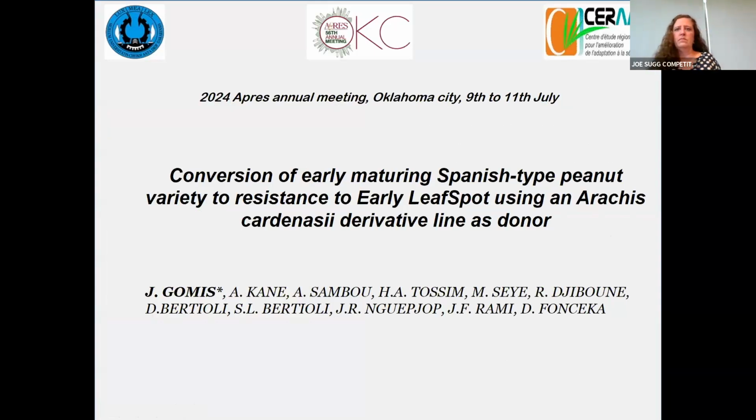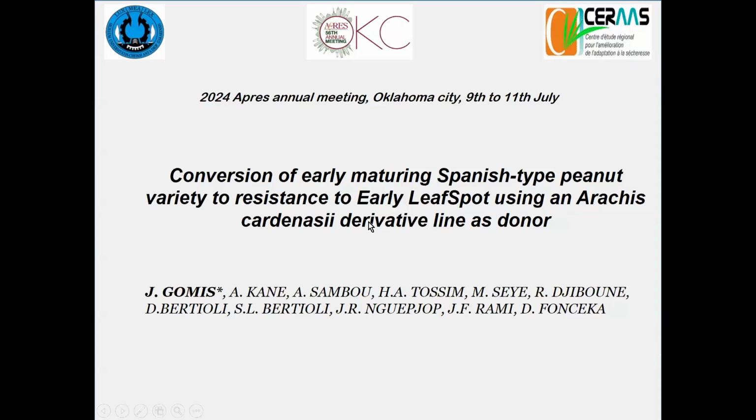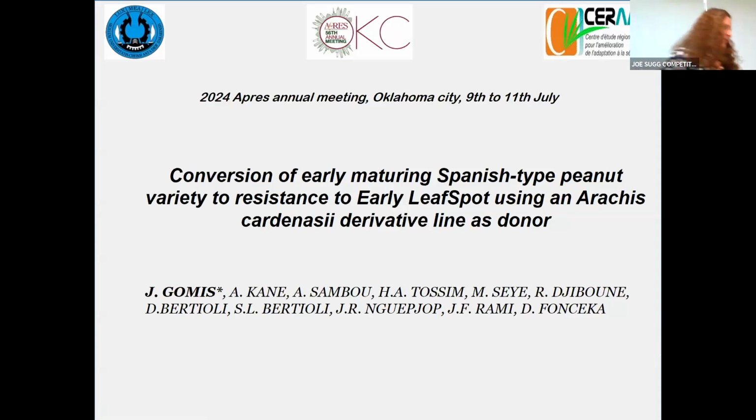So, our next presentation is entitled Conversion of Early Maturing Spanish Peanut Variety to Resistance to Early Leaf Spot Using an Arachis cardenasii Derivative Line as a Donor. Joseph Gomez is our presenter today from Senegal. Joseph, you can begin. Okay, do you hear me well? Yes, we can. Okay. Thank you.